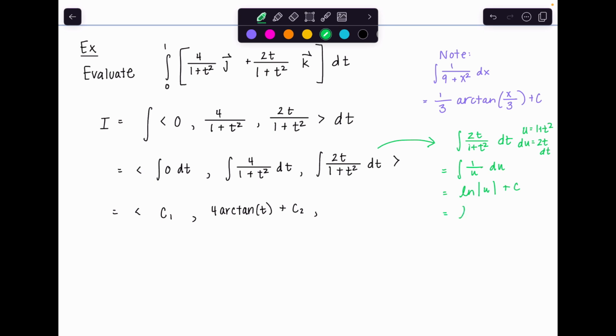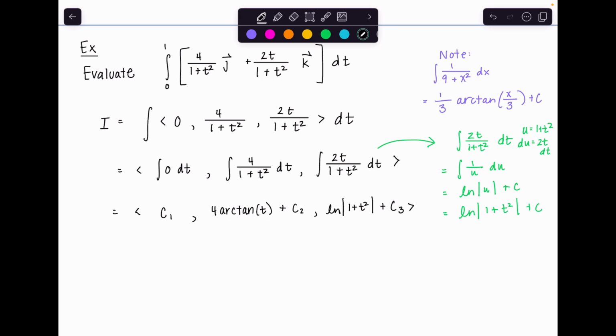And then going back, our u is 1 plus t squared. And then realistically, I don't even need these absolute values because 1 plus t squared I know is a positive quantity. However, you absolutely can leave them just to make sure everything is safe. So the antiderivative of this last one is the natural log of 1 plus t squared. And then again, plus a constant, so I add C3.